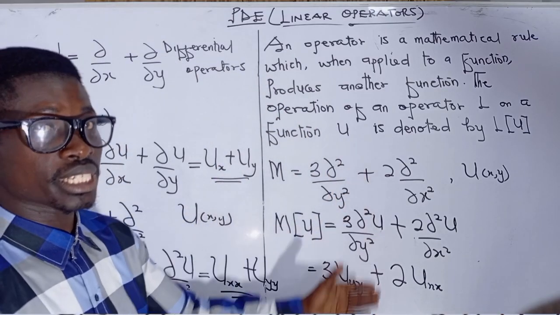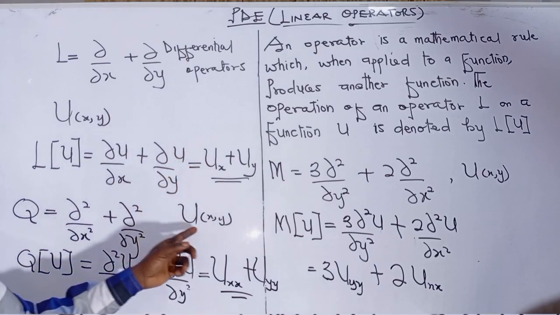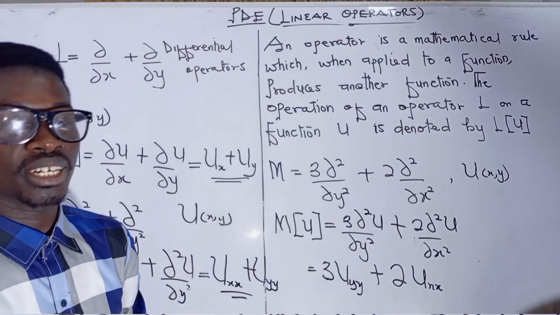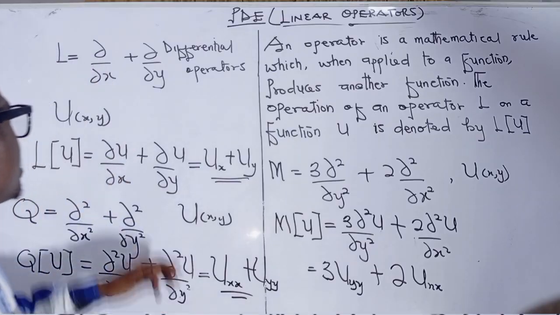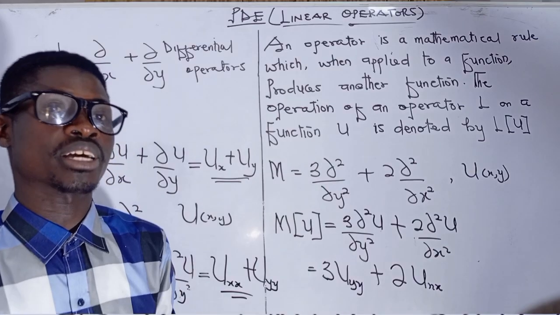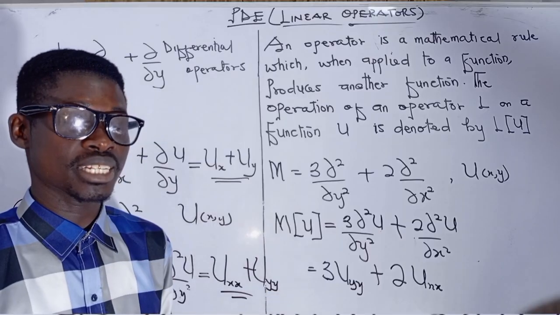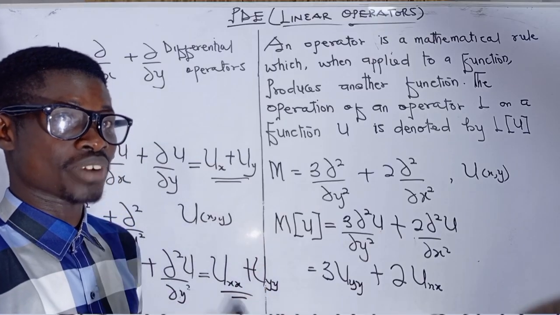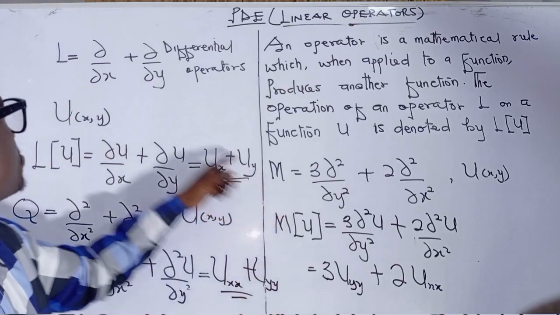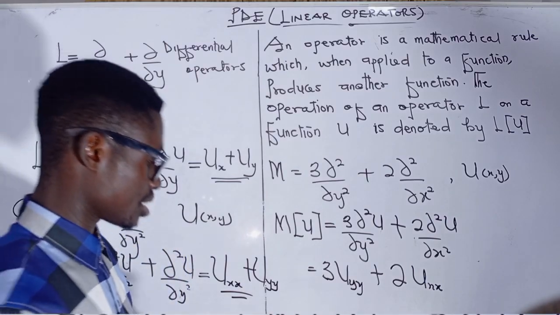Now that we understand operators and how we can operate an operator on a certain function, let's look at what linear operators are. Linear operators. For an operator like this, and then Q to be a linear operator, then it must satisfy certain conditions. And I'm going to write this condition down. When these operators satisfy this condition that I'm going to write down, then we can say that these operators, I mean M, L and Q are linear operators. So let's look at these conditions.